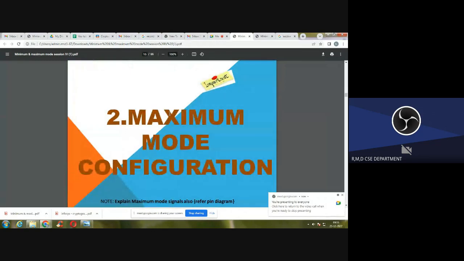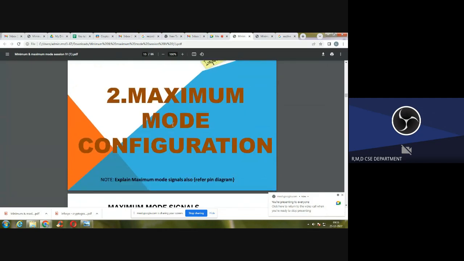Good morning. In the last class, we discussed the minimum mode configuration, and today we are going to discuss the maximum mode configuration. So already you know that there are two basic configurations: one is the minimum mode, and the second one is the maximum mode.